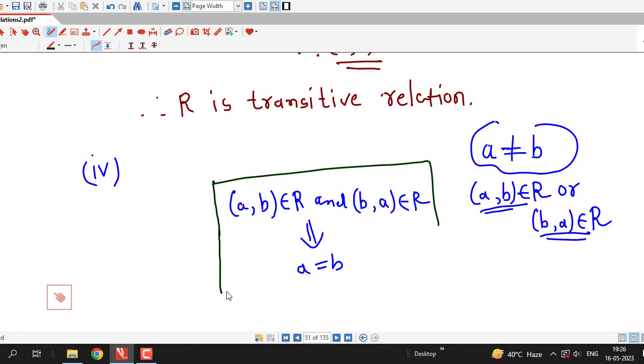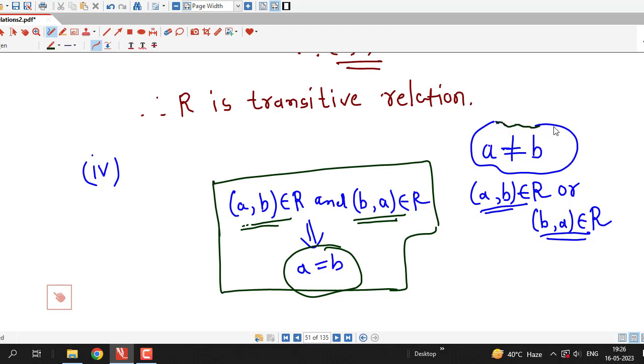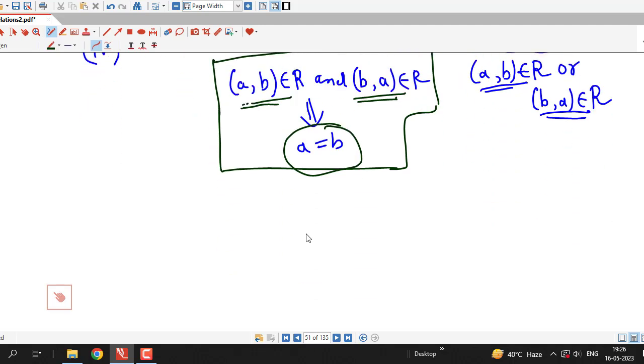Suppose you want to prove that your relation is antisymmetric, then you start by assuming that AB belongs to R and BA belongs to R and try to show that A equal to B. And if you want to disprove that relation is antisymmetric, then you can find two distinct elements A and B in a given set such that AB belongs to R and BA belongs to R. So first we try to prove that relation is antisymmetric. So for that I assume that AB belongs to R and BA belongs to R.